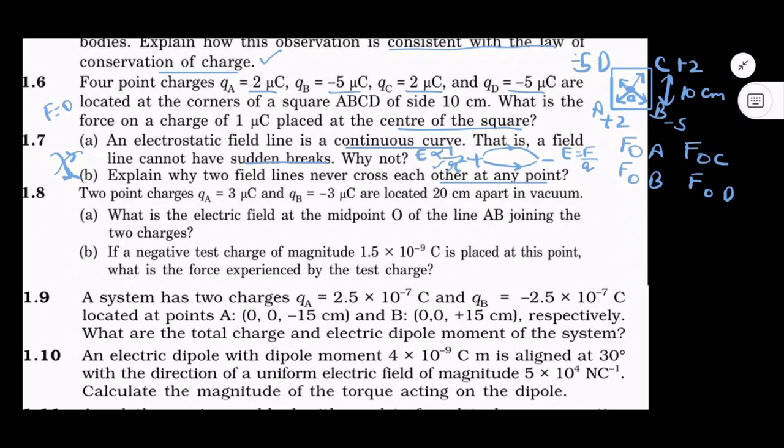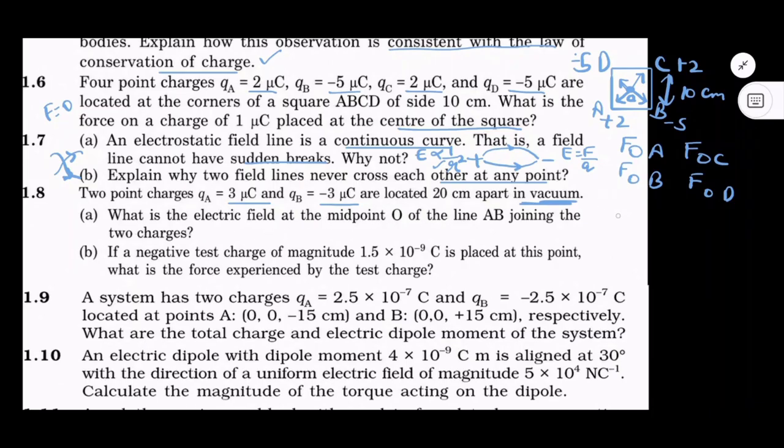So at the point of intersection there are two directions of the electric field lines, therefore we can say that they should never intersect. Now let's move to the next question, which says that two point charges, QA and QB, are located 20 centimeters apart in vacuum. What is the electric field at the midpoint?